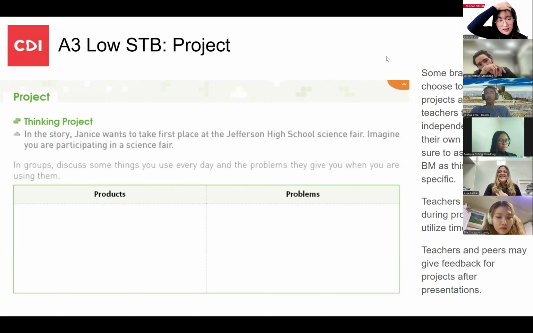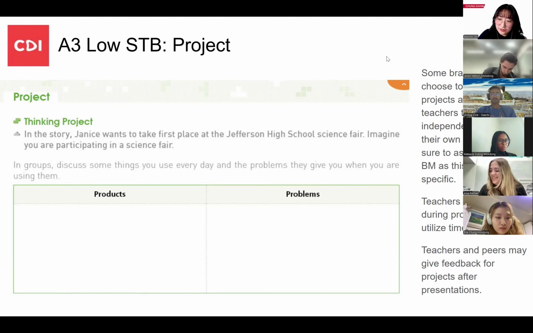Okay, here, some branches may choose to allow the teachers to independently create their own projects. I know that's the case at my branch, but I would definitely make sure to ask your FM or your BM, as this is branch specific. It may be the case that they just ask you to use the project in the book, in which case the directions are pretty simple and laid out, and you can just follow them through.